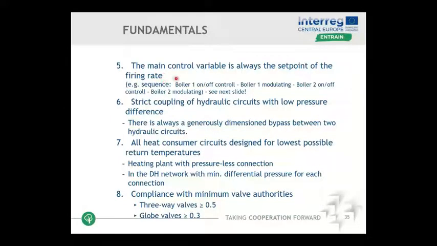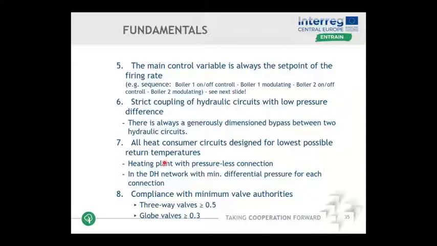We have different ways to define the set point of the firing rate, which should be included. Strict decoupling of hydraulic circuits with low pressure difference, very important as well. We do not want to have influences between our hydraulic circuits. We said we need maximum flexibility, that these boilers can be operated independently, and we do not want to have load changes of one boiler influencing the other boiler then in the hydraulic circuits. It's very important.